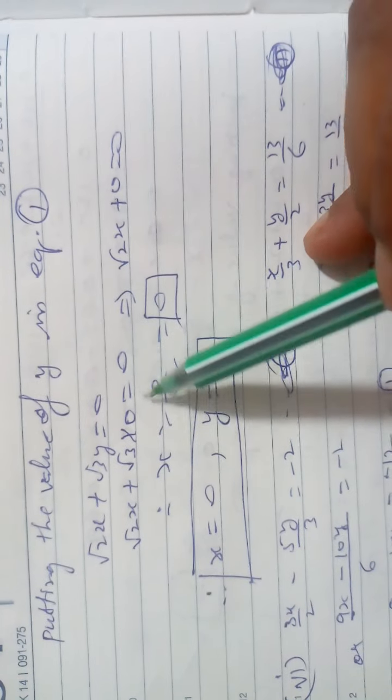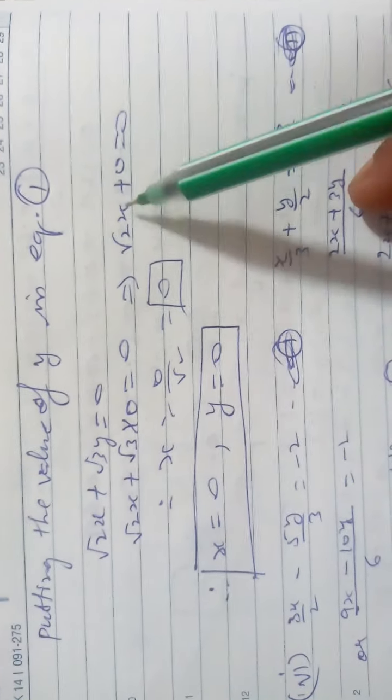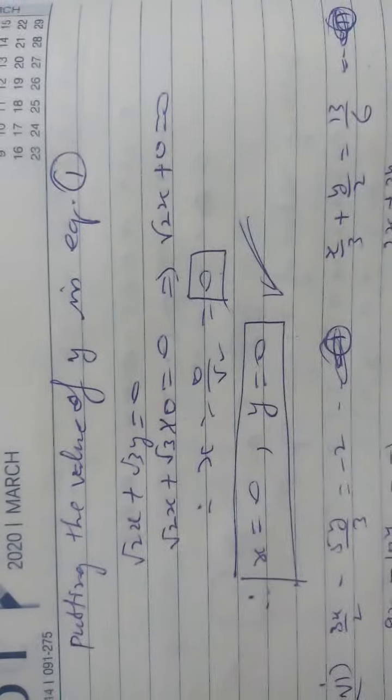Putting this in equation first, it is 0. So root 2x is 0, then x will also be 0. So both the answers you are getting are 0 here. Now you will get the sixth part of this.